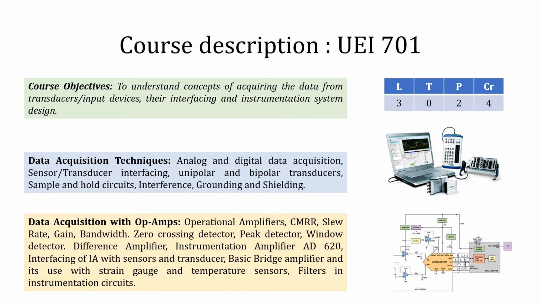The first unit is about data acquisition techniques. In this we will study types of data acquisition systems like analog data acquisition or digital acquisition, then how we can interface transducers, then we have unipolar and bipolar transducers, sample and hold circuits, and some problems while interfacing transducer with the system are interference, grounding and shielding, and they will be also covered under the first unit.